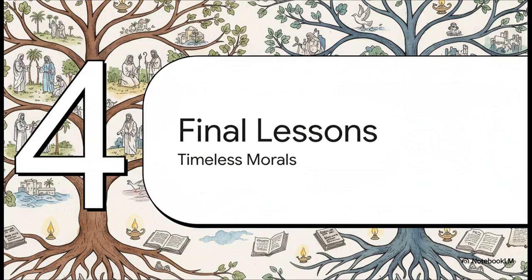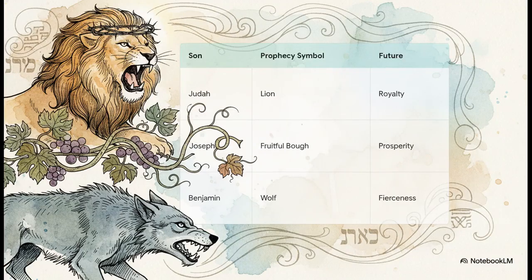So, what are we supposed to take away from all this? What are the guide's final lessons? Well, it concludes by really solidifying the morals it wants students to pull from this epic, multi-generational family saga. So in his final moments, Jacob actually lays out the future for his sons with these prophecies. The guide uses this to explain the future character of Israel's 12 tribes, linking Judah to royalty, Joseph to prosperity, and Benjamin to fierceness. It's basically turning family history into national destiny.